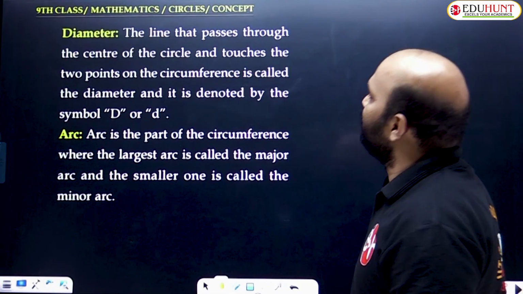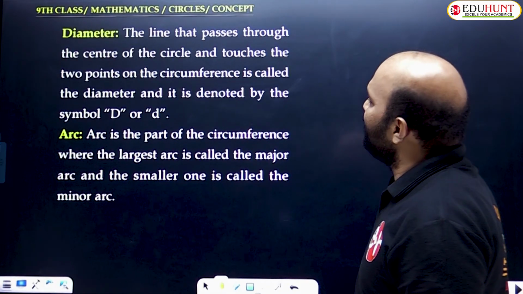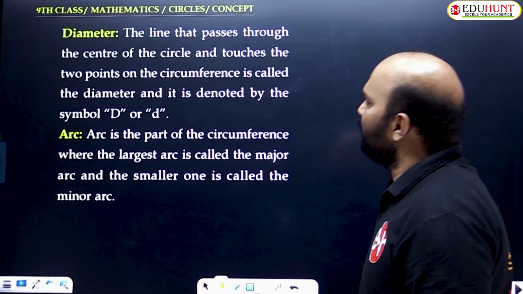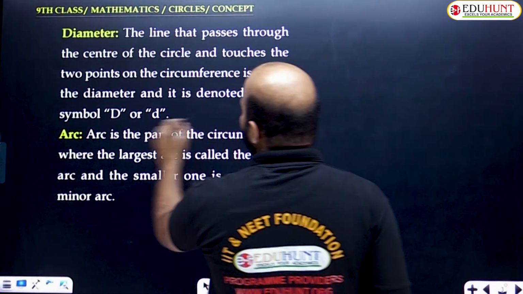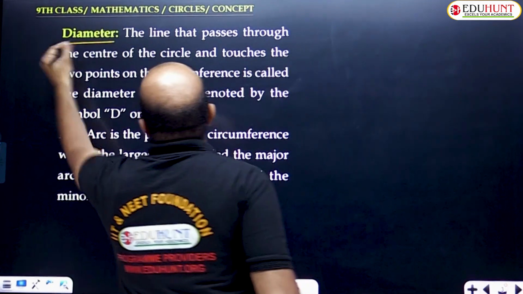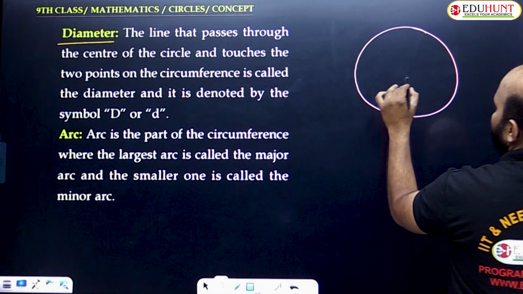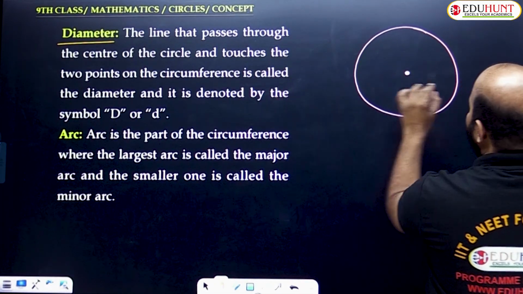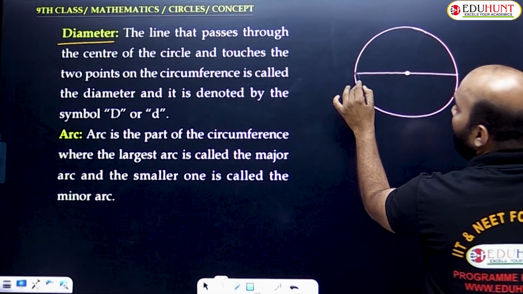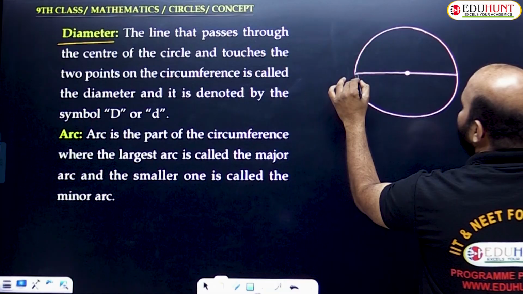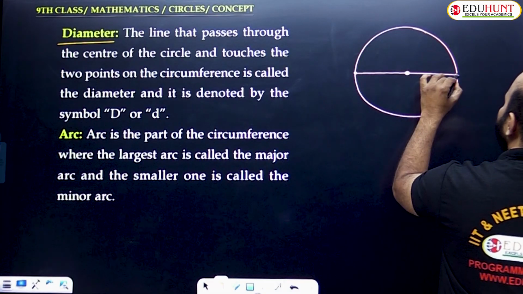So what is the diameter? The line that passes through the center of the circle and touches two points on the circumference is called the diameter, and it is denoted by capital D or small d. So in the circle with center O, the line passes through the center and touches two points on the circumference, just like this.